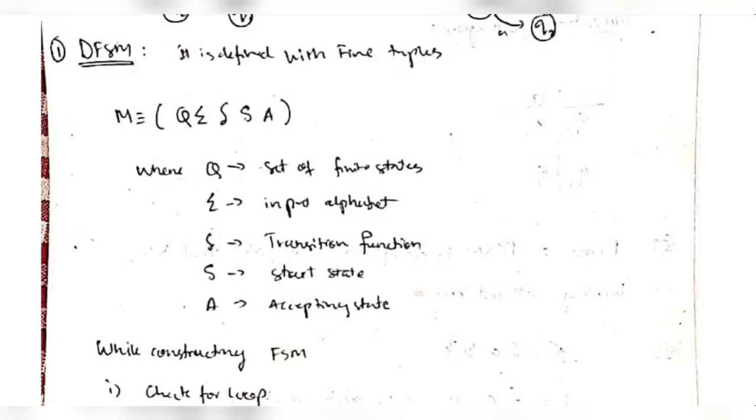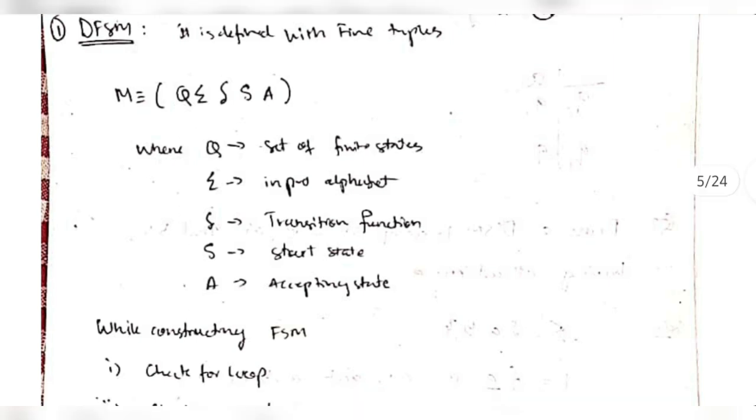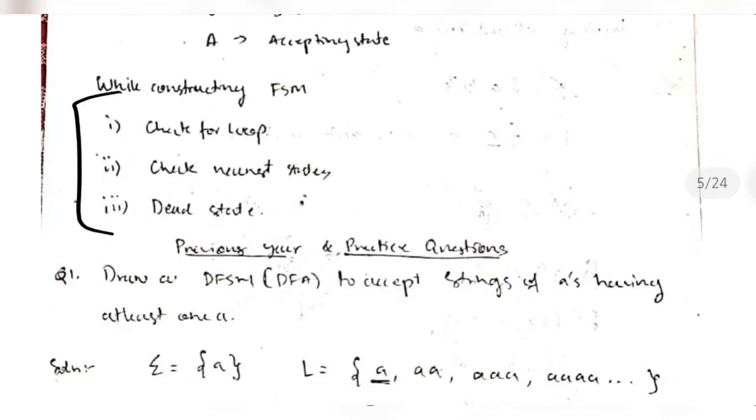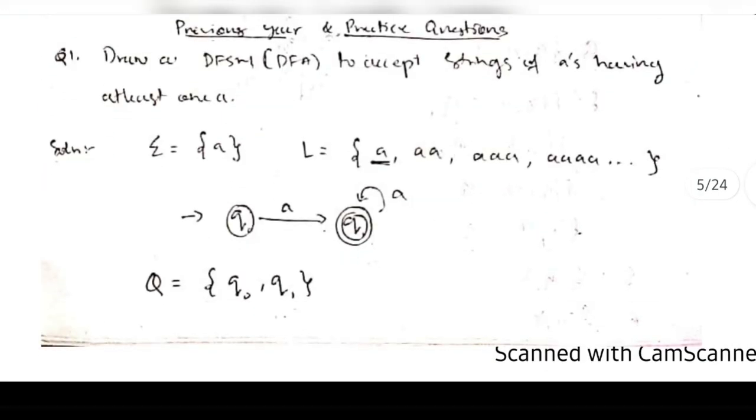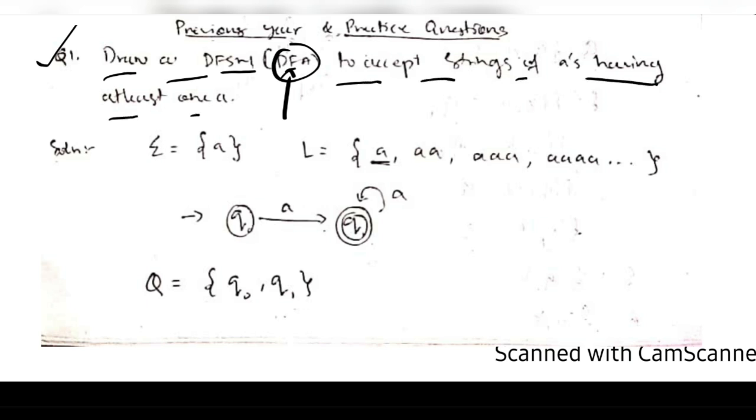So, this is defined by these 5 symbols which we will be discussing now, and these are the rules and these are the questions. So, you can expect a question of this type. The first question is, draw a DFSM, or you can call it as DFA also, deterministic finite automata, to accept a string of A's having at least one A. So, the thing is, we have to accept a string of A's, means in that only A should be there, and at least one A should be there in that set.